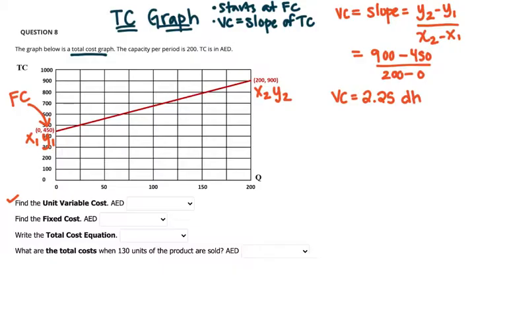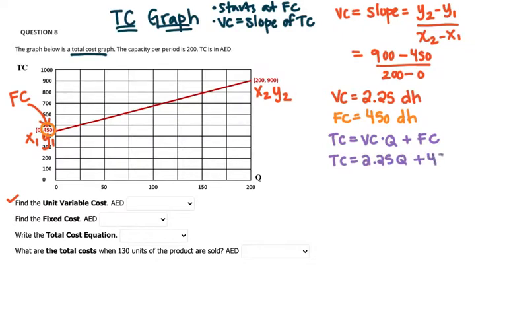Then it asks for the fixed cost. We know that already is the starting point of the graph itself. So the fixed cost is 450 dirhams. That's usually salaries and rent. And therefore, the total cost equation is variable cost times quantity plus fixed cost. So we will have total cost is 2.25Q plus 450. Let me put a box around that. That's the total cost equation. That's the fixed cost.